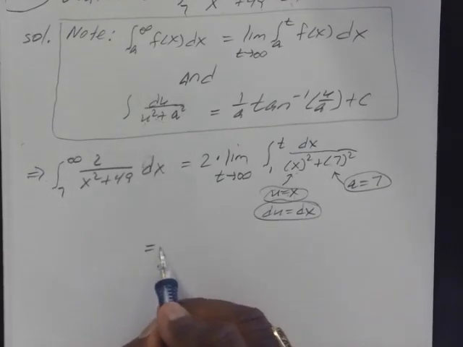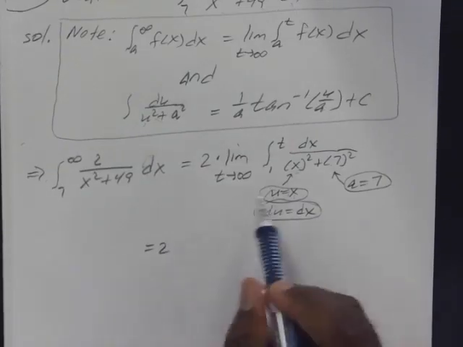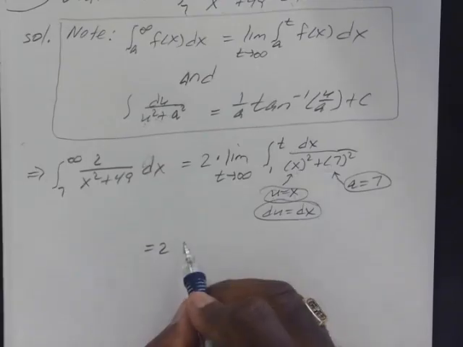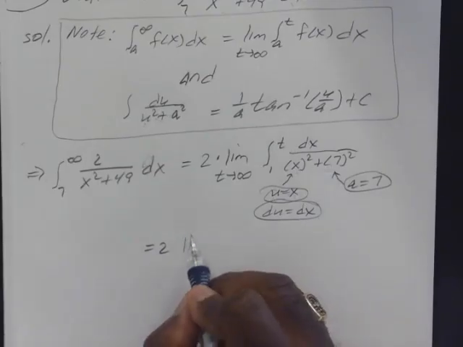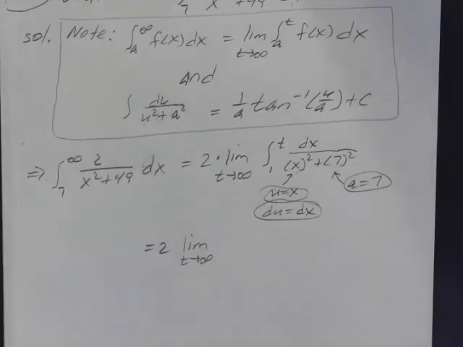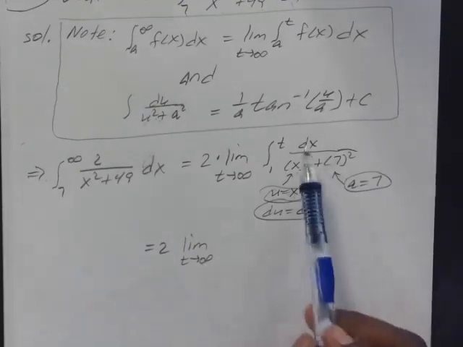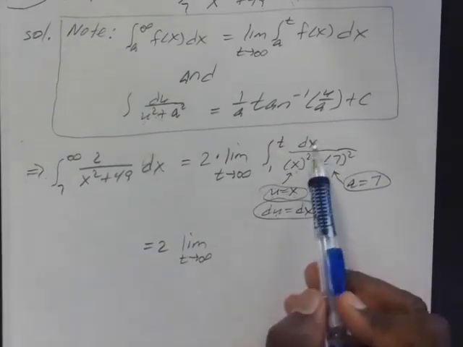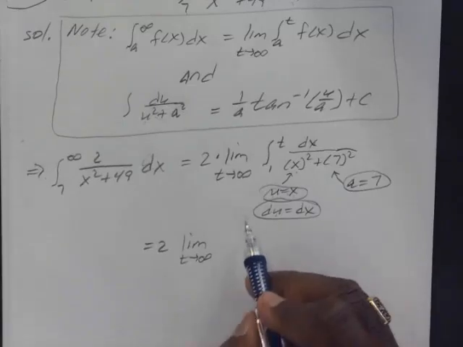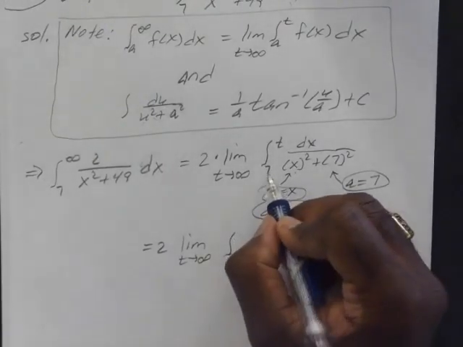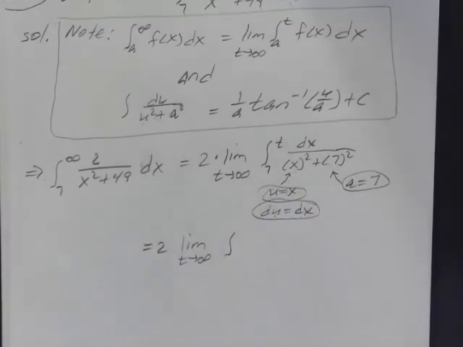So we know that this is going to equal 2. And I always like to just plug in my used a's and du's just to make sure everything is where it's supposed to be. So you have the limit as t approaches infinity of dx, which is equal to du. So we're going to go ahead and replace that dx with du. That's the integral. Oh, I put 1. It should have been from 7 to t. I put 1 out of habit.